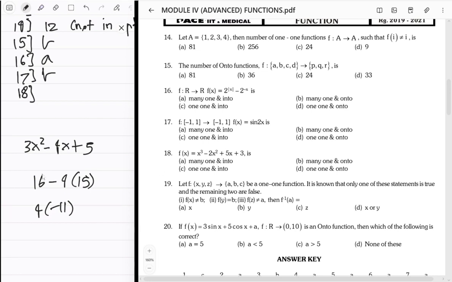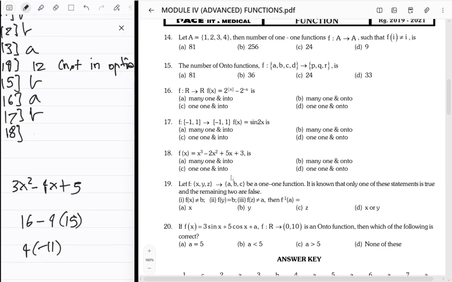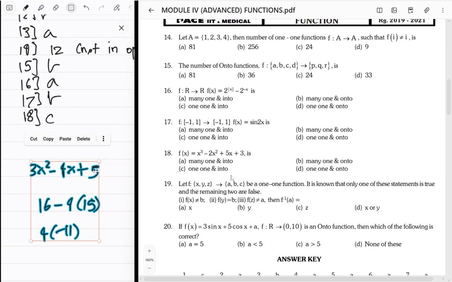The thing is, this is always positive in that case, right? Because the discriminant is strictly less than 0. What that means is this function is always increasing, which means it's a bijection basically. So it's one-one and it's onto. So it's C. Next question. 19th.